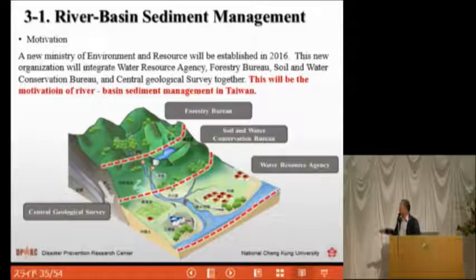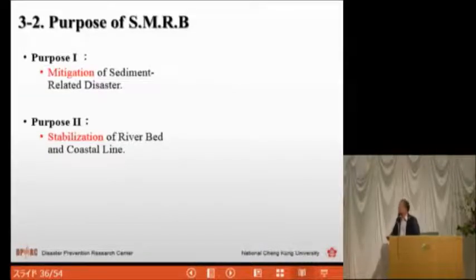Actually, in Taiwan, the Forest Bureau is in charge of the upstream, the Soil and Water Conservation Bureau is in charge of the middle stream, and the Water Resource Agency is in charge of the downstream. But now they become one ministry. So the purpose of sediment management at river basin scale: purpose one is mitigation of sediment-related disaster. Purpose two is stabilization of the riverbed over to the coastline.